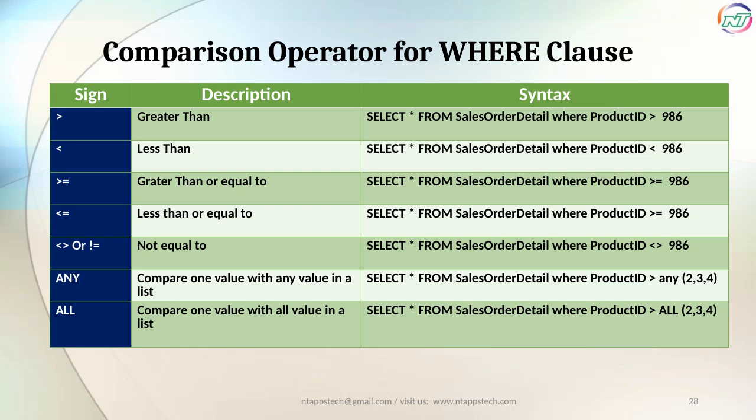equal symbol or the angle brackets combined with an equal sign. Additionally, using ANY lets us compare a value against any element within a list, returning rows that satisfy the condition for at least one item. On the other hand, ALL requires the value to satisfy the condition across every item in the list. These operators are crucial for crafting precise queries, especially when narrowing down results based on numeric or categorical data.